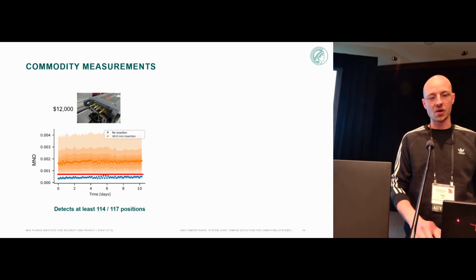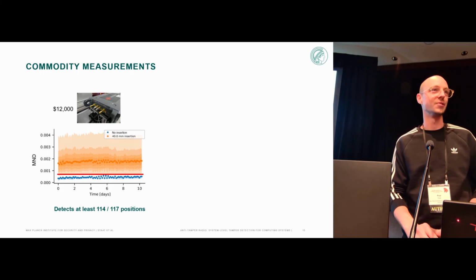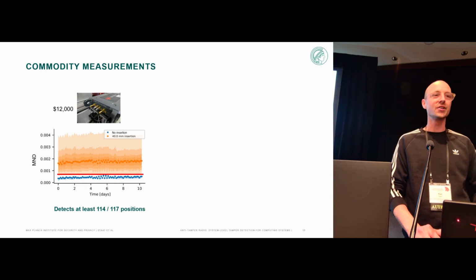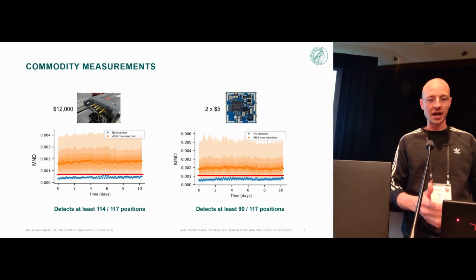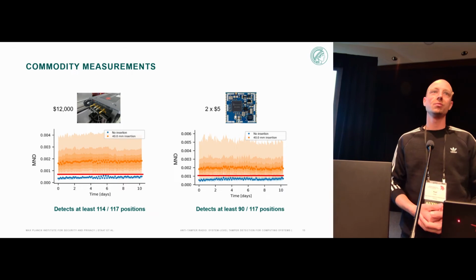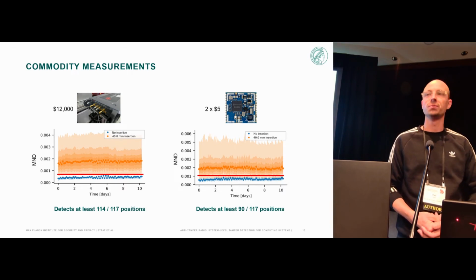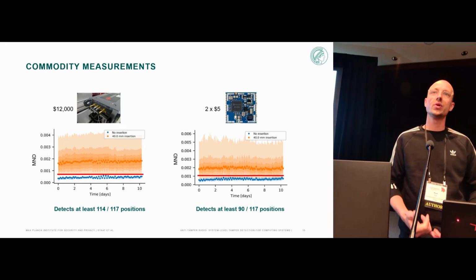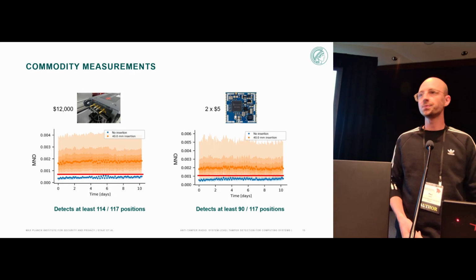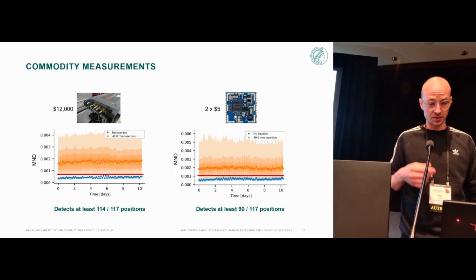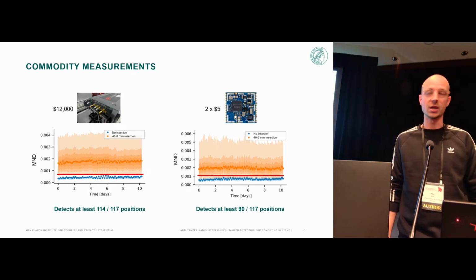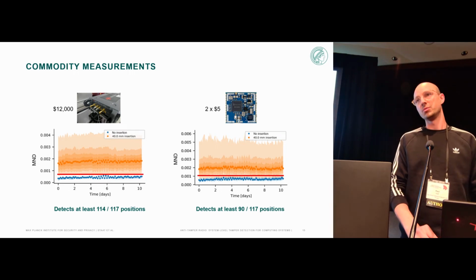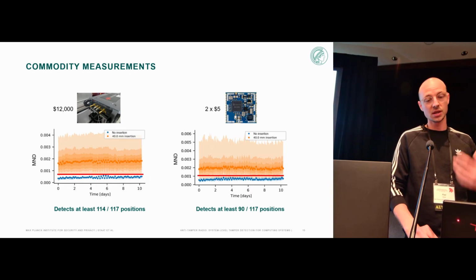The question now was, can we also reduce the cost of this measurement system? Because we don't want the measurement system to be more expensive than the actual target that we try to protect. And yes, we can. We implemented this system using a set of low-cost single-chip ultra-wideband transceiver chips, and we use these chips to extract the channel impulse response. Using this cheap setup, which costs only 2 times $5, we detect at least 90 out of 117 positions, which is around 80%.